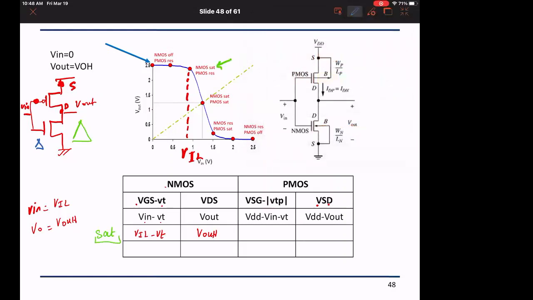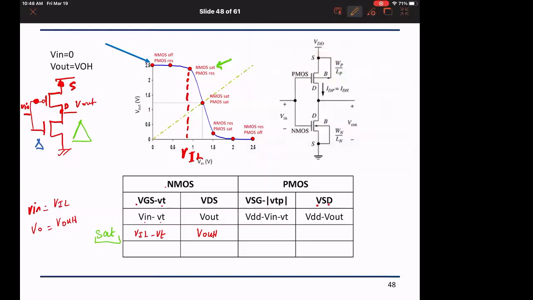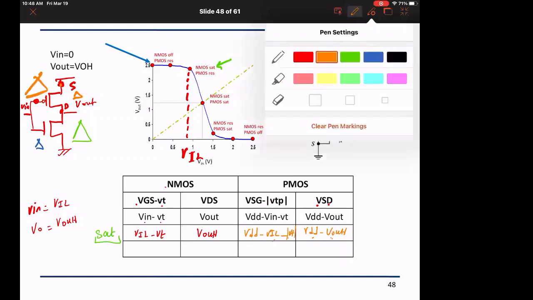For the PMOS, what I have here is VDD minus VIL minus VT, and VIL is small in absolute value, of course, and this is VDD minus VOH. So for the PMOS, this is small, and VOH is large, so VDD minus VOH is going to be small, and the chances are, since VIL is small and VDD is large enough, that this is big. So you can start to see that these are complementary.